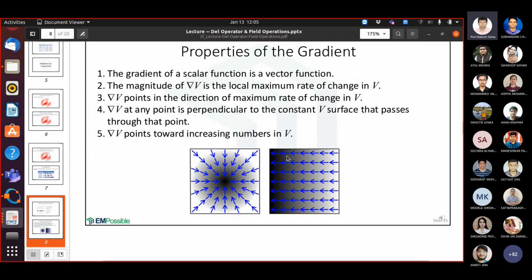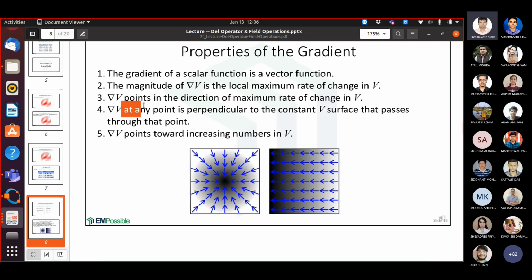So then it comes to the properties of gradient. The gradient of a scalar function is a vector function. The magnitude of del v is the local maximum rate of change, which I have already discussed. And del v, or the gradient, points in the direction of maximum rate of change. You can have change in many directions, but the direction with the maximum change indicates the direction of the gradient.